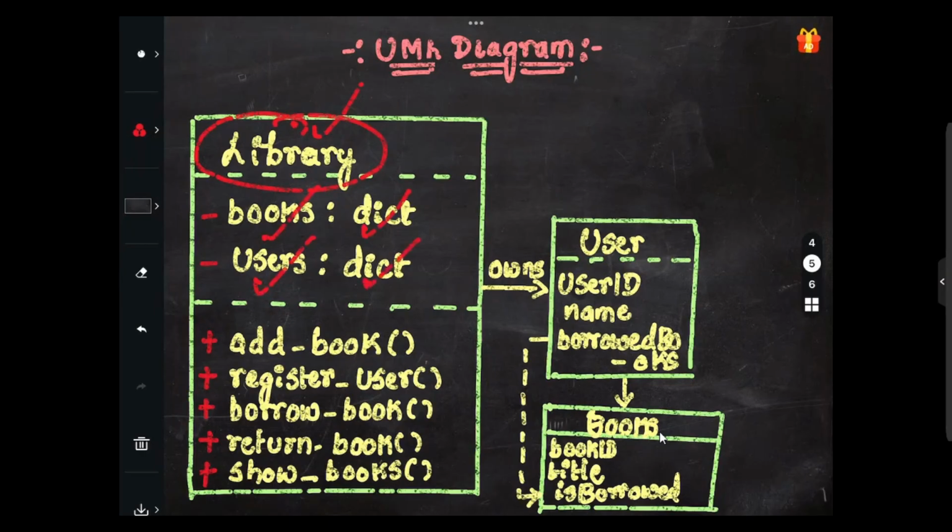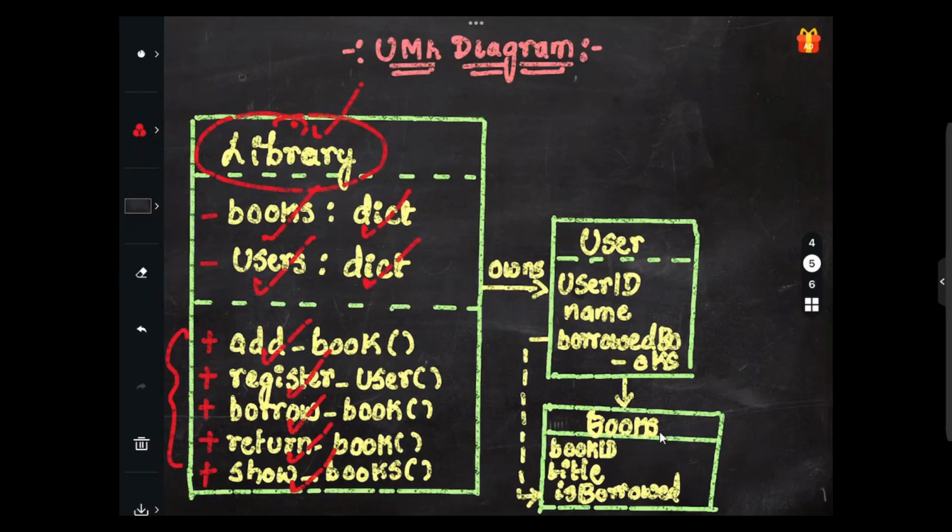And we'll be going with the five methods. Namely, one is add book, the second one is register user, the third one is borrow book, the fourth one is return book, and the fifth one is show books. So these are the methods that we'll be making use of within the main Library class actually.